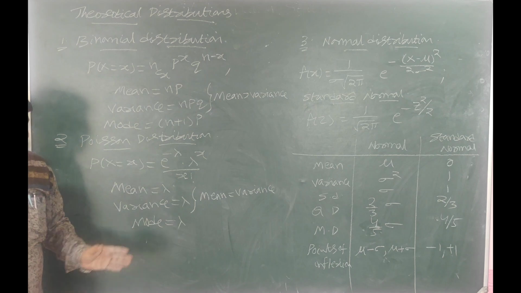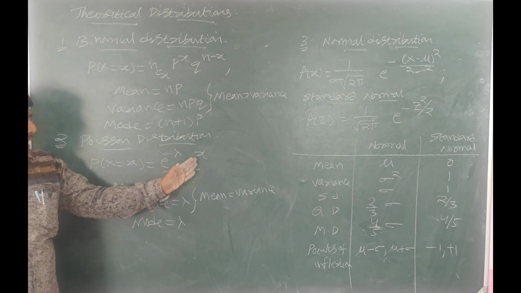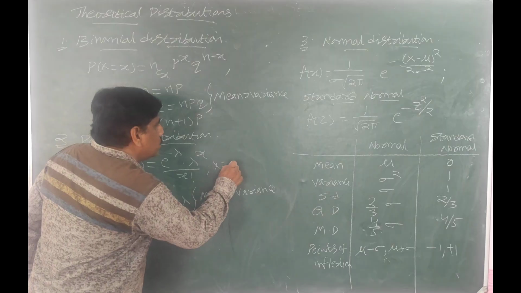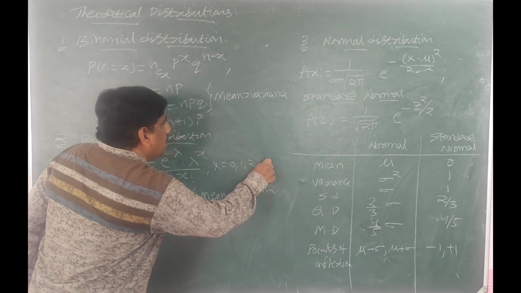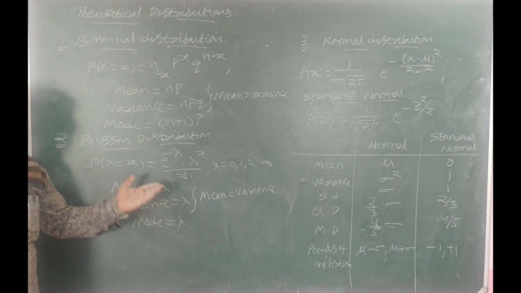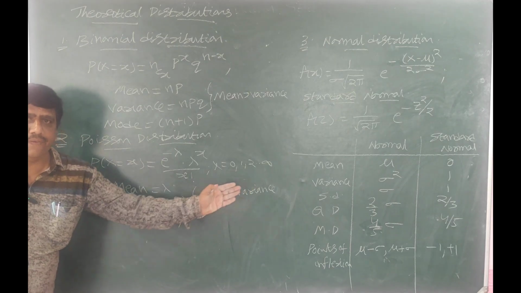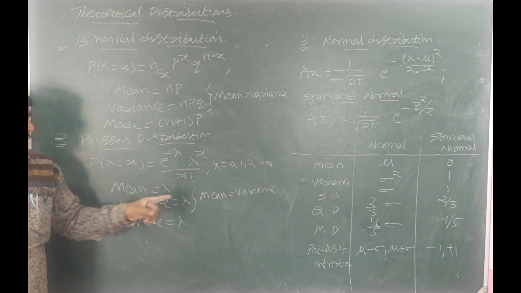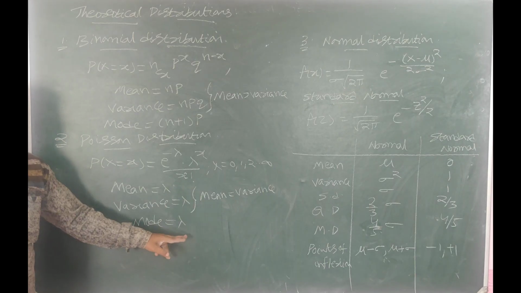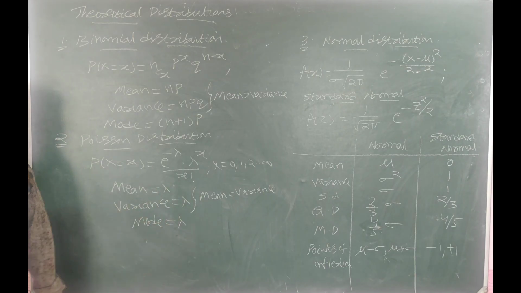Coming to Poisson distribution, PMF is e power minus lambda, lambda power x by x factorial, where x can range from 0 to infinite. And here lambda is the parameter, mean is lambda, variance is lambda. For Poisson, mean and variance are equal. For which distribution mean and variance are equal means Poisson. And mode is also lambda, it may be also unimode or bimode according to the lambda value.